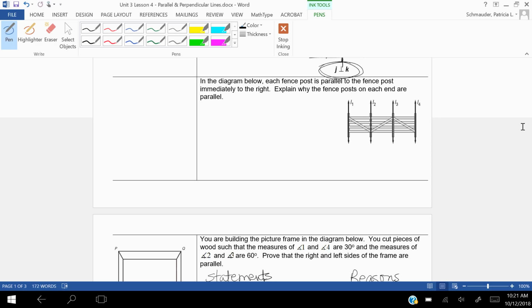So if I were going to do this as a proof, which I'm not, but that's kind of how I've come to think about things, and hopefully you are too. So let's see what we're given here. Each fence post is parallel to the fence post immediately to the right. So that tells me that L1 is parallel to L2. That's what's given. And L2 is parallel to L3, and L3 is parallel to L4. Those are my givens if we were doing a proof.